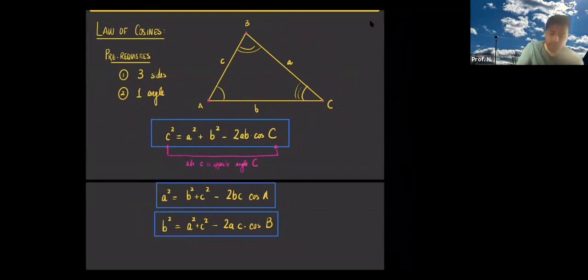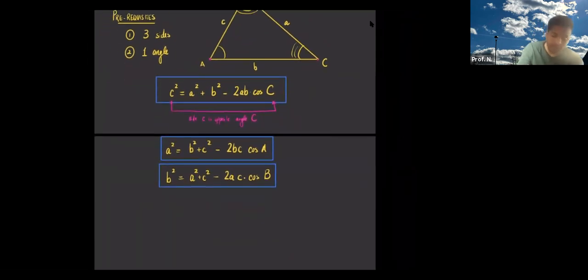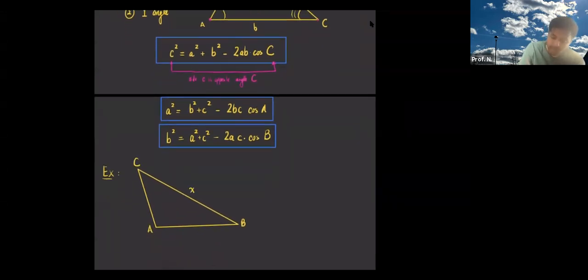Okay, so I'm going to give you some examples to see this in action. Now let's look at this triangle here. I've got A, B, and C as my vertices. The opposite side is x. This angle here is 108 degrees. This is 15 and this is 18. So do you see it? Look at the setup.